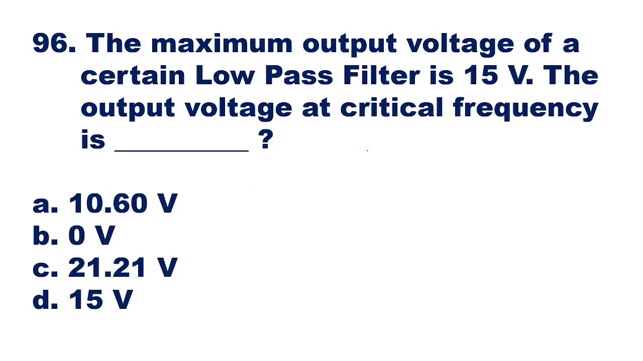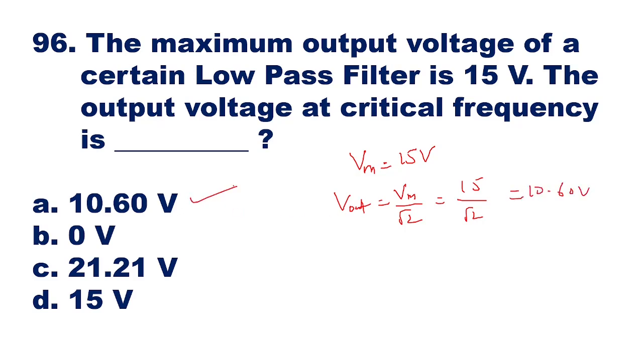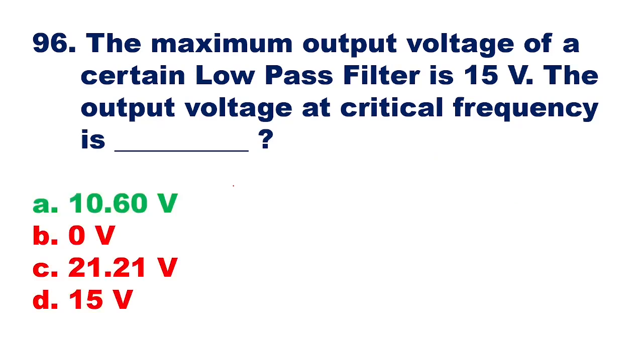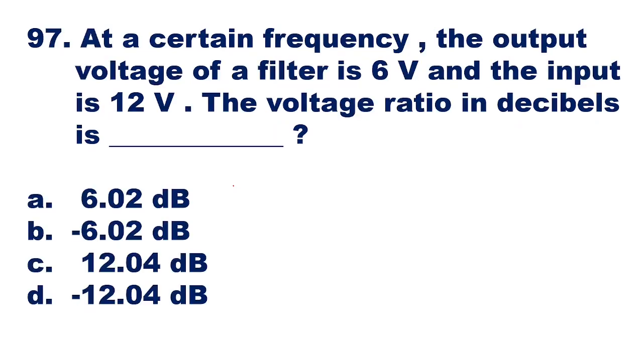The maximum output voltage of a certain low pass filter is 15 volt. So here we have maximum voltage equal to 15 volt. The output voltage at critical frequency is given as how much? The output voltage at a critical frequency is given as Vm upon root 2, and this is nothing but 15 upon root 2, and this is nothing but 10.60 volt. So here option A is the right answer, that is 10.60 volt. Then we'll go to the next question.